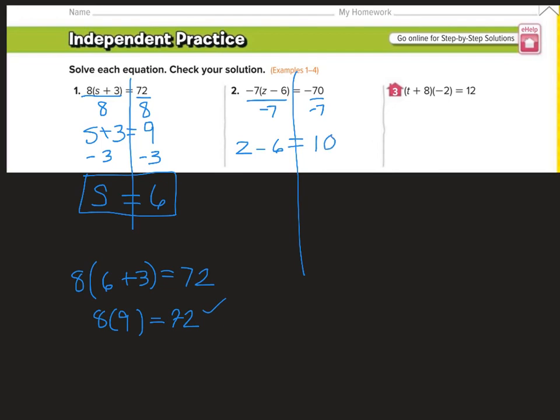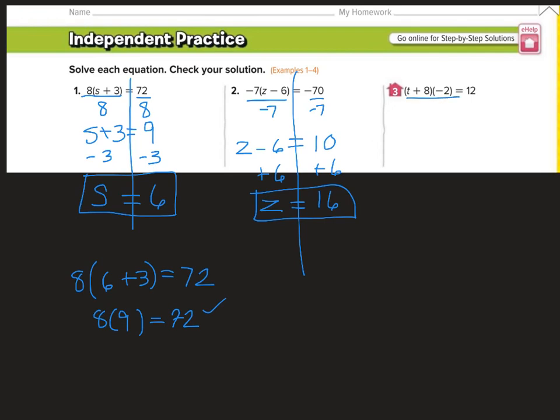So it's subtracting 6 right now, so I have to add 6 to both sides to get z by itself. 10 plus 6 is 16. Z equals 16. Number 3, t plus 8 all multiplied by negative 2 equals 12.